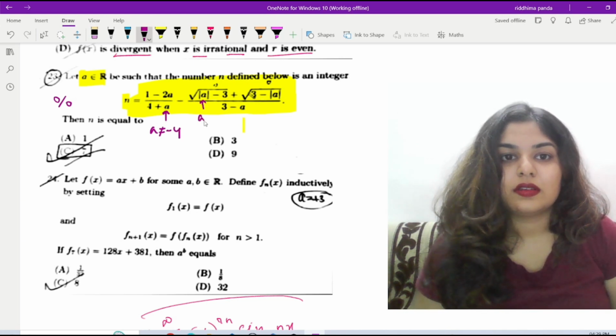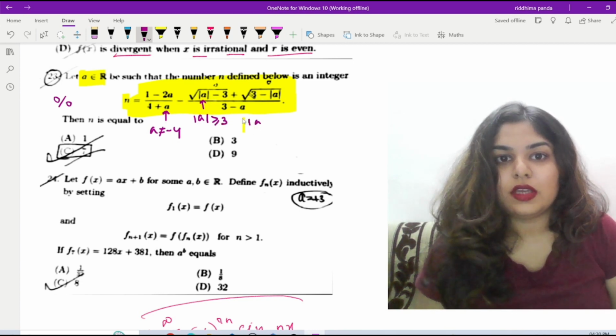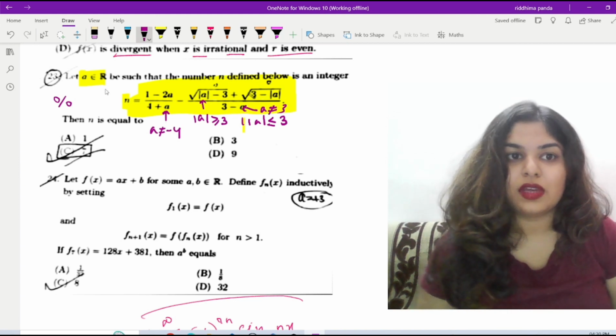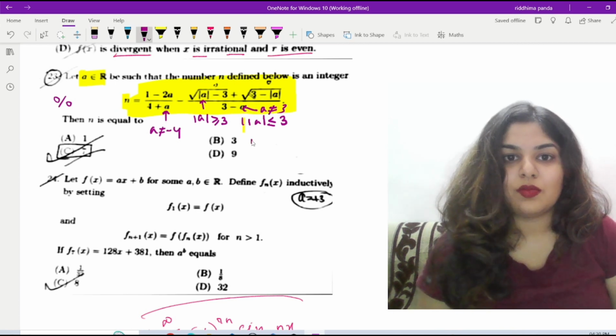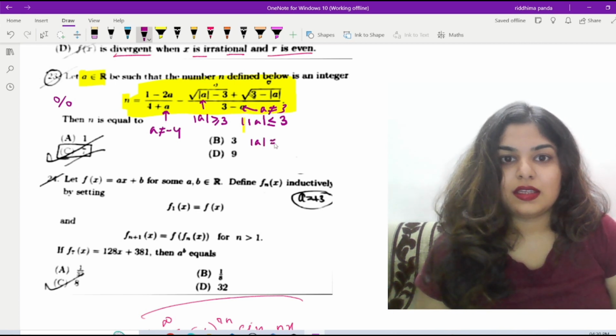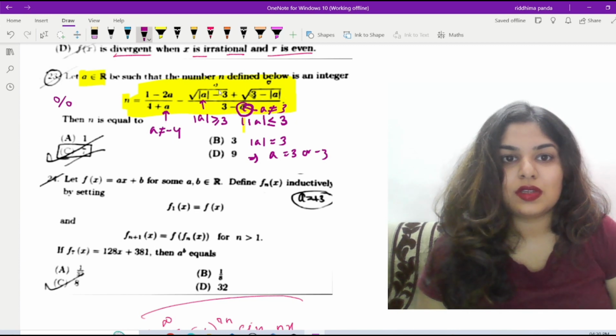From here, for this to be positive, mod of a should be greater than or equal to 3. Here mod of a should be less than or equal to 3, and here a cannot be 3, otherwise it will be 0, so I have to avoid 0 in the denominator. So mod a equals 3 implies a can be 3 or minus 3. I cannot put a equals 3 because then this will be undefined. So a should be minus 3.